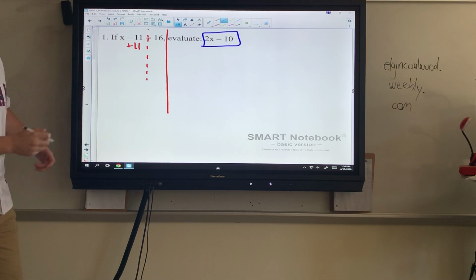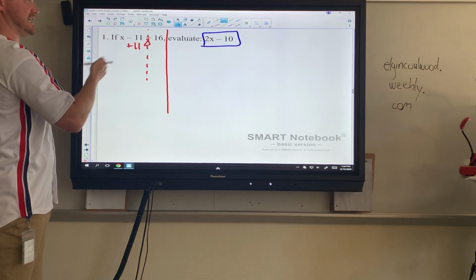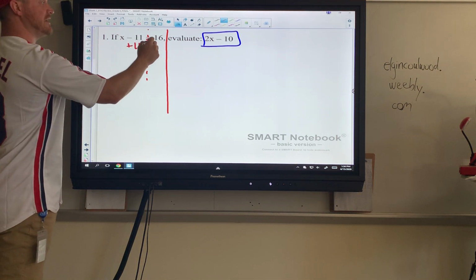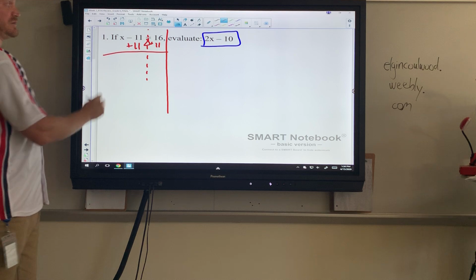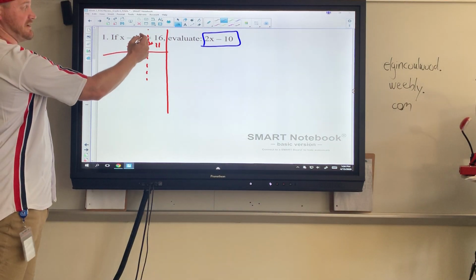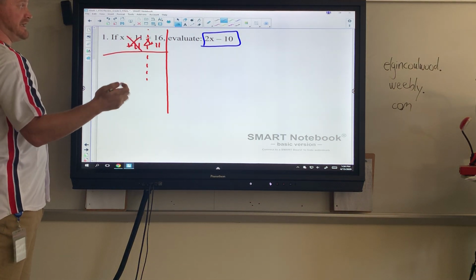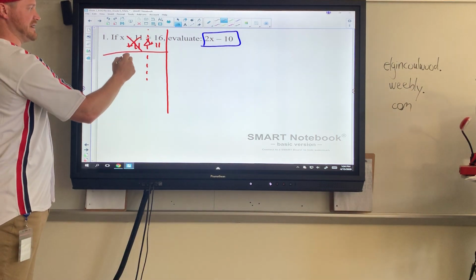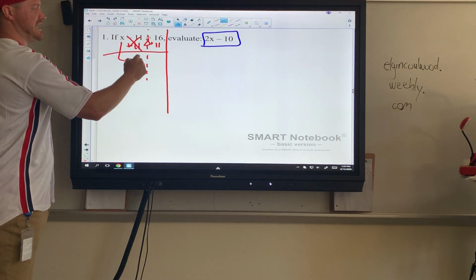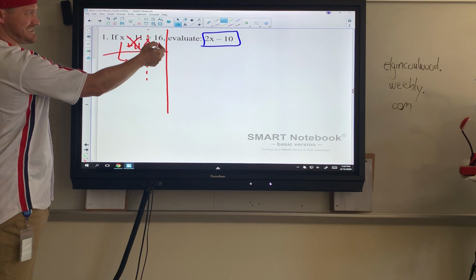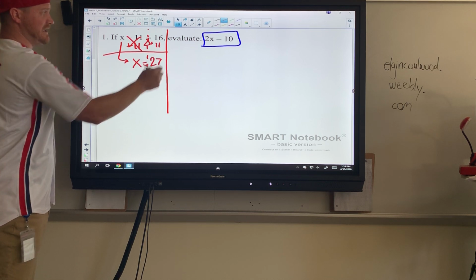And in order to keep this equation balanced, what I do to one side, I got to do the other. So if I'm adding 11 over here, I got to add 11 over here as well. We know that minus 11 or negative 11 plus 11 cancels out. They zero out. There's 11 zero pairs. Drop down the variable, so x equals 16 plus 11 is going to be 27.